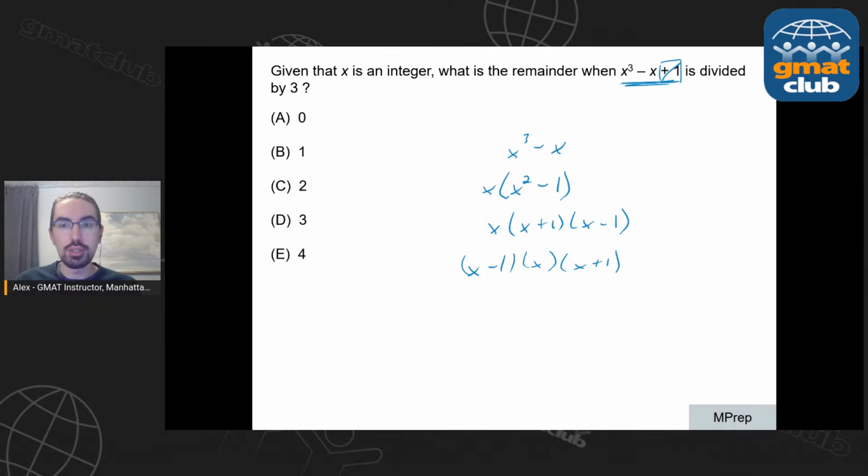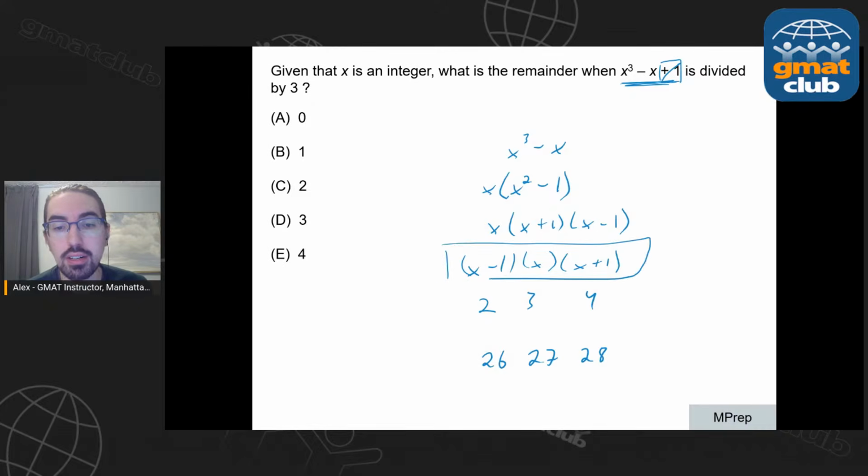That's another code. You can learn that number property. And if you have 3 consecutive integers, you know that at least one of them is going to be even, and one of them is going to be divisible by 3. You take any 3 consecutive integers, right? 2, 3, 4, that's got a 3 in there. 26, 27, 28, that's got 27 in there. Always going to be divisible by 3 when you multiply them together like we're doing here.